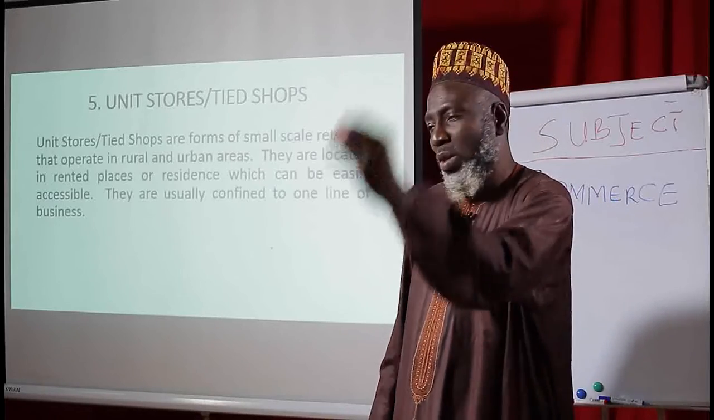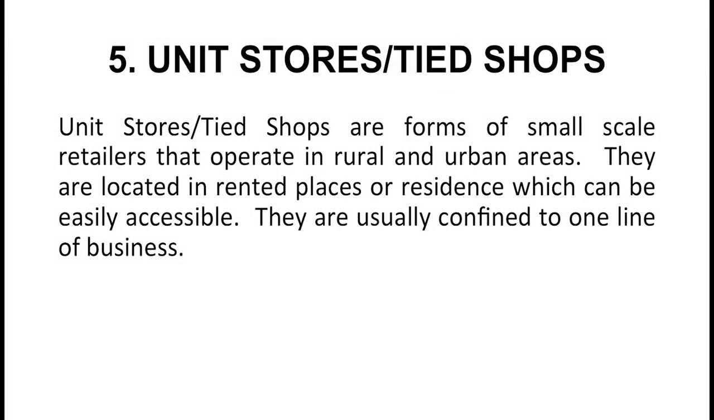We now go to the fifth one, which is talking about unit stores or tied shops. These are forms of small-scale retailers that operate in rural and urban areas. They are located in rented places or residences which can be easily accessible. They are usually confined to one line of business. Sometimes somebody can operate this kind of store in front of his house, for example.